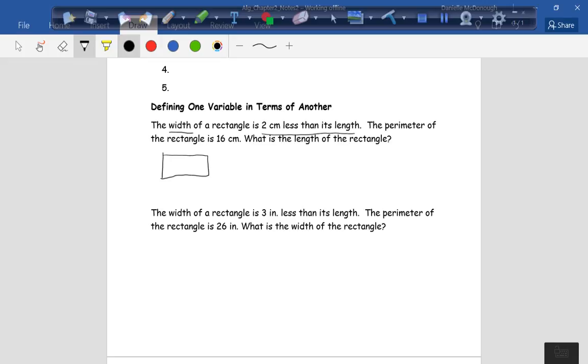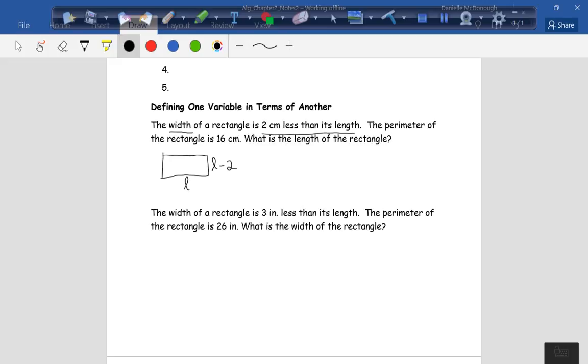So first of all, let's just define either the width or the length. So I'm going to say that the length is going to be L. That's a cursive L, so I don't confuse it with the number 1. So now what I can do is, it says the width of a rectangle is 2 centimeters less than its length. So if the length is L, my width here is going to be L minus 2, because it's 2 centimeters less than its length. So the width is being defined in terms of the length there.